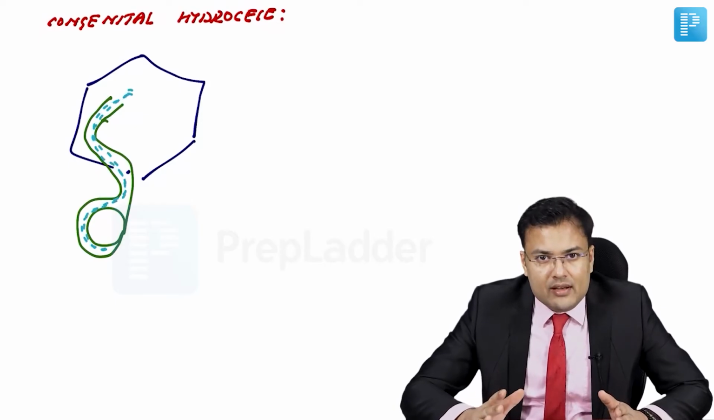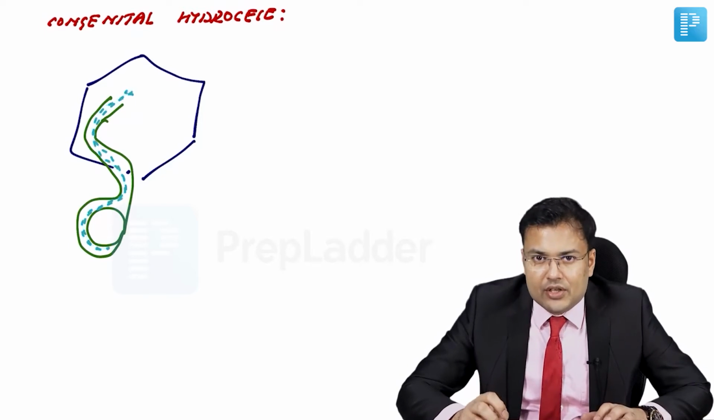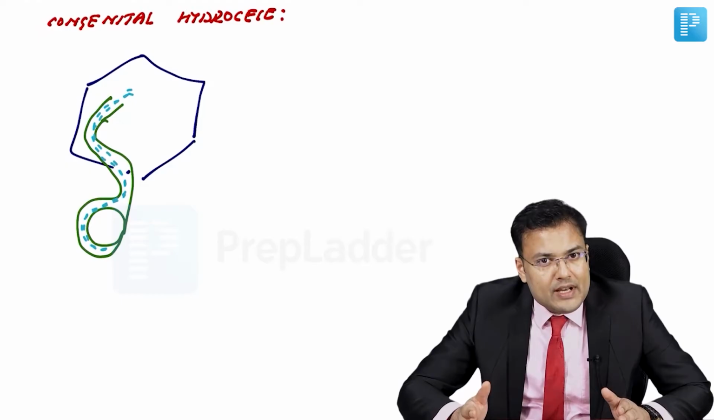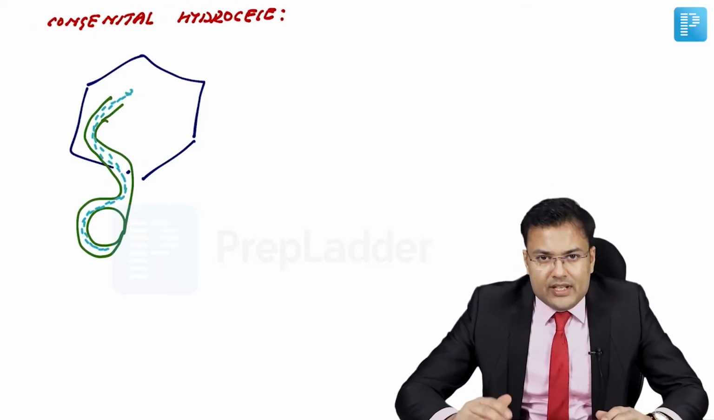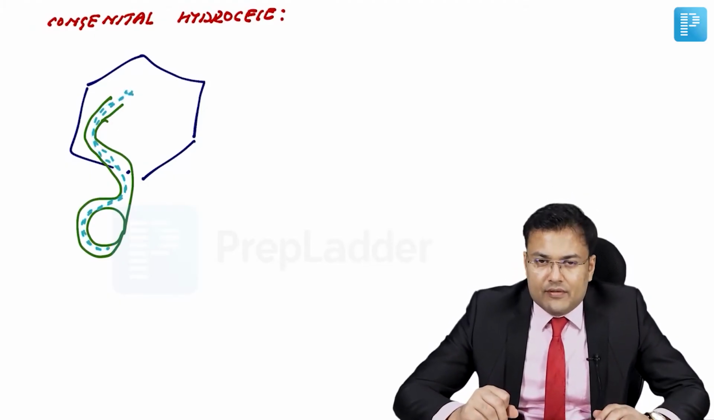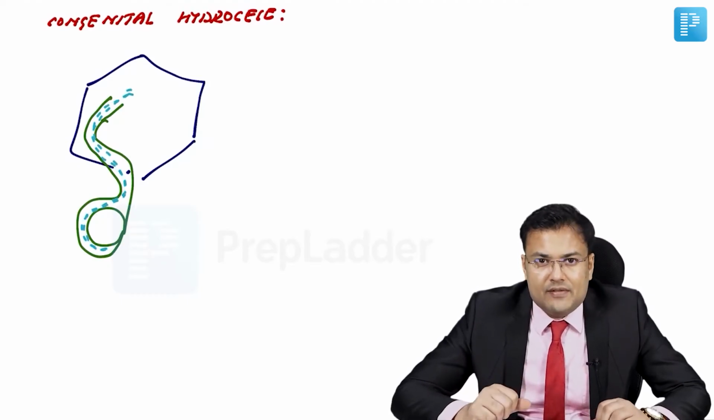What is the good thing? By 2 years of age, there is spontaneous obliteration of this patent processus vaginalis. So what do we have to do? We have to observe the patient till 2 years of age. Now the problem, suppose it does not obliterate by 2 years of age. Okay, so what kind of surgery should be done? This is the favorite question of examiners.